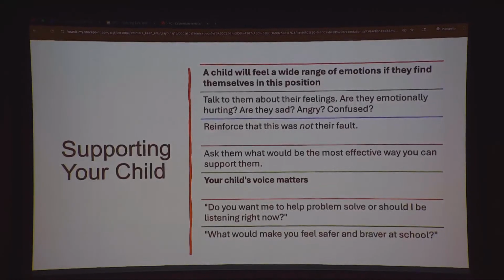Yes, we are the parent. Yes, we're supposed to make the decisions at the end of the day because we do know best, but our child also knows best for them too in that present moment. So ask them what they need from you. How can you be best support? And so you can say things like, do you want me to problem solve or do you want me to just listen? And what would make you feel safer?